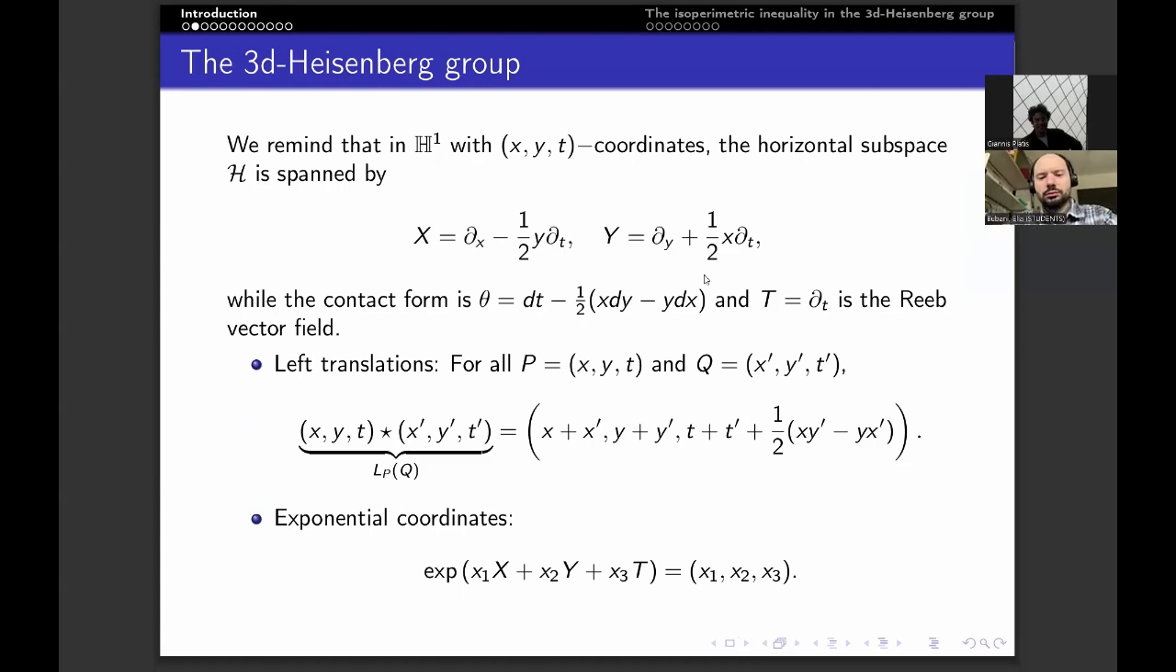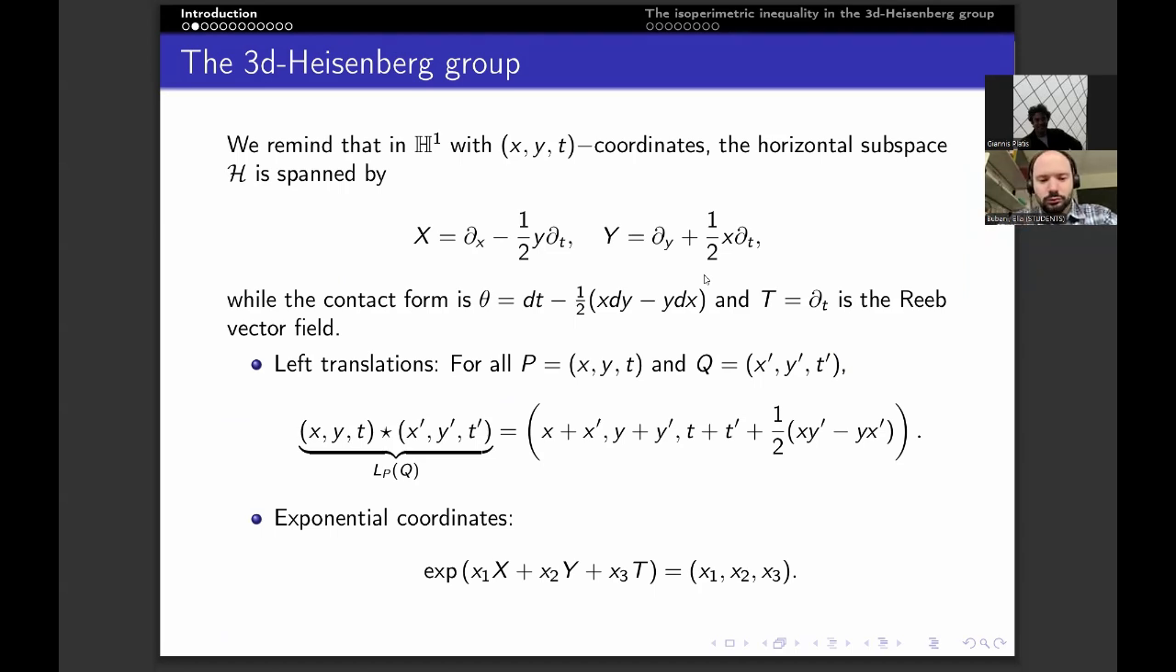We are working in the third-dimensional Heisenberg group with x, y, and t coordinates. The horizontal subspace H is spanned by x and y vector fields. We follow the Capogna notation with the 1.5. We have the contact form theta, and t is the Reeb vector field.